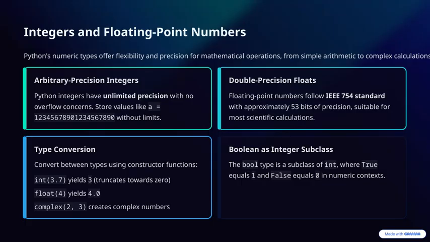Let's talk about integers and floating point numbers in Python. Python's numeric types are quite flexible and precise, which makes them really powerful for a wide range of mathematical operations.